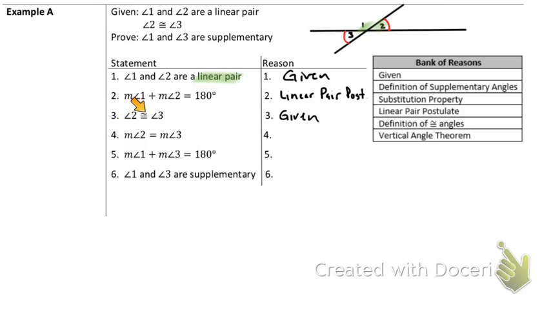Since angle 2 is congruent to angle 3, how did I go from step 3 to step 4? What happened? You'll notice I changed the congruent into equal. Still the same angles, but now instead of talking about the angles, we're talking about the measures are equal. And if you recall, this is the definition of congruent angles. When you have congruent angles, you can then say they are equal measures. So definition of congruent angles. That's why we can say that.